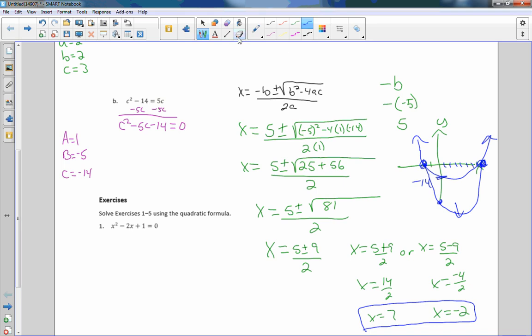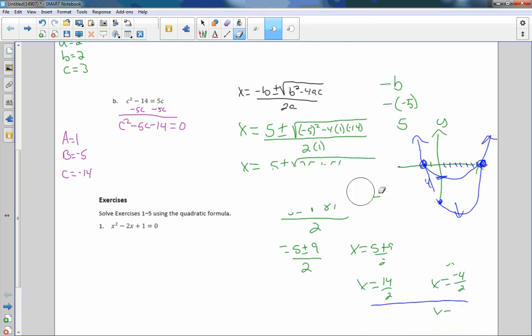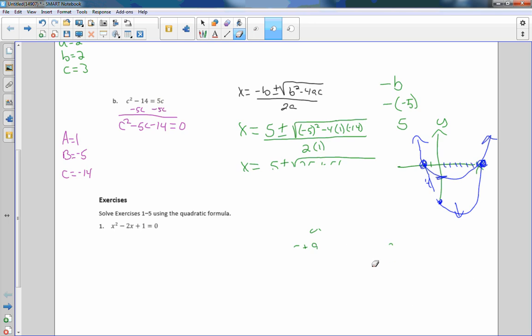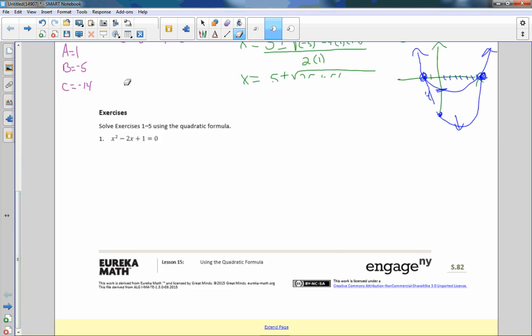Okay, let's keep going. Move all this out of the way. They didn't give me enough room. Okay, slide this up. Solve for this using the quadratic formula.